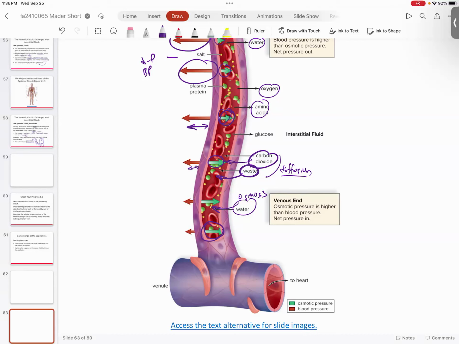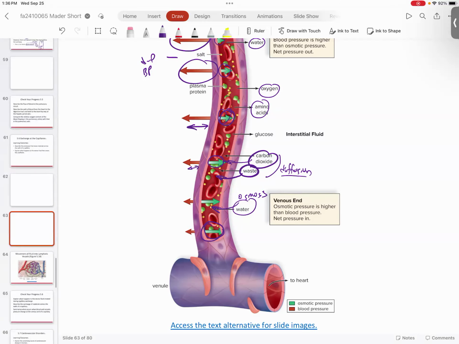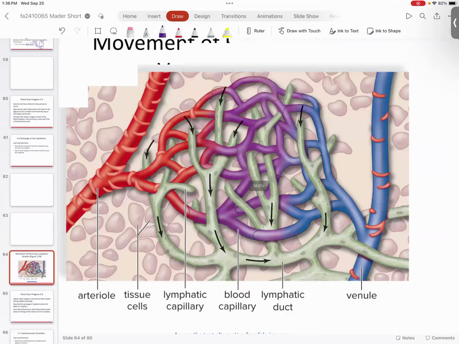Your water, you need to reclaim it because you need to restore your blood pressure, right? So basically, you kind of see this pendulum-like shift from the push forces at the arterial end, basically moving toward the pull forces, pulling all that stuff into the capillaries at the venous end. It's kind of what it looks like in 3 dimensions.